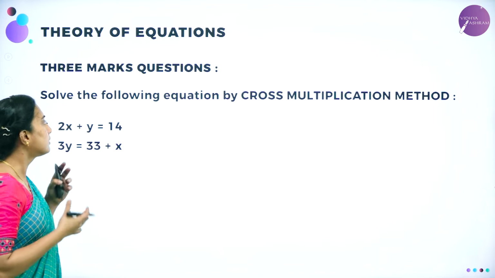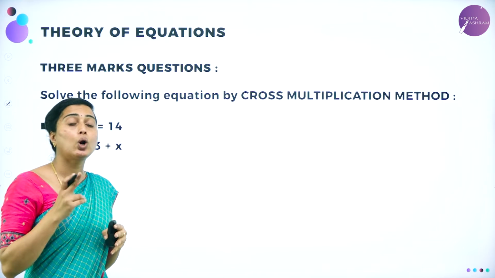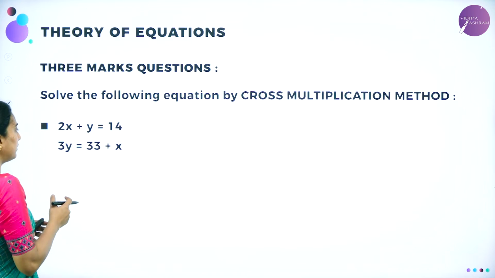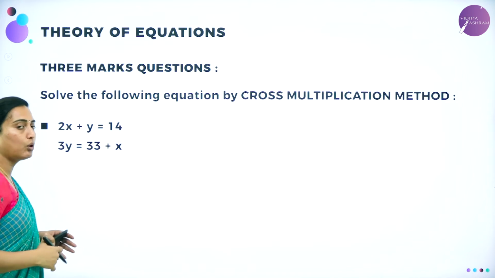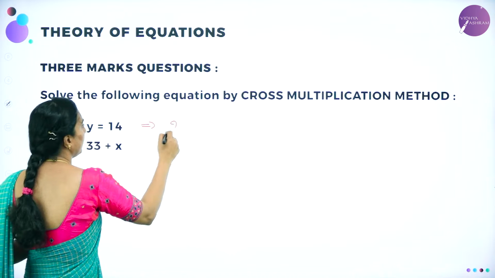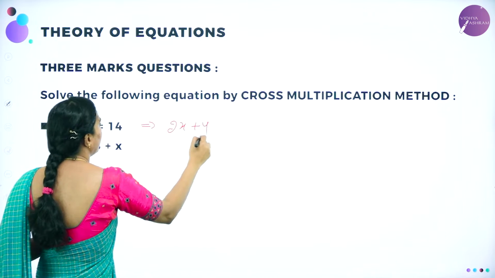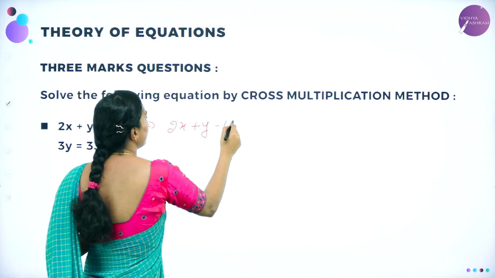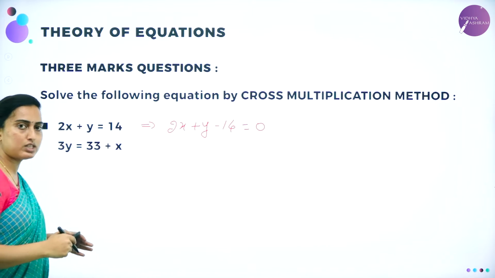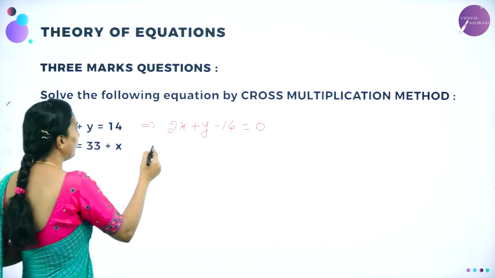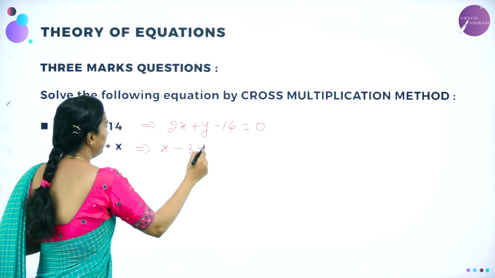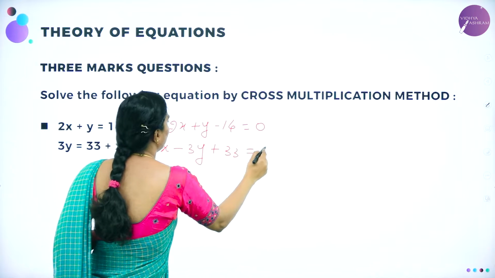What they have asked: solve the following equation by cross multiplication method. Dear students, we need to write the cross multiplication method using the coefficients of x and y. See here, this I am writing as 2x plus y, plus 14 I am going to shift to that side, which is minus 14 equal to 0. Now 3y I am taking to this side, it will become minus 3y. So therefore I can write this equation as x minus 3y plus 33 equal to 0.